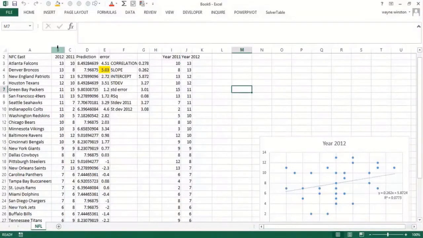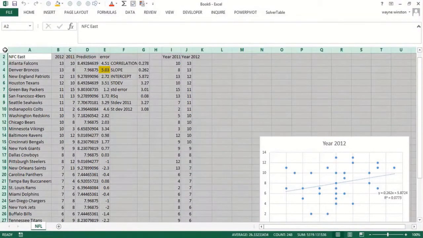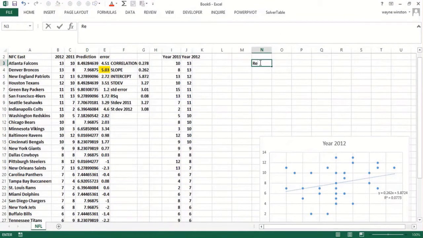In this video, we'll talk about a very important statistical concept called regression towards the mean. And then we'll apply it to sports betting.